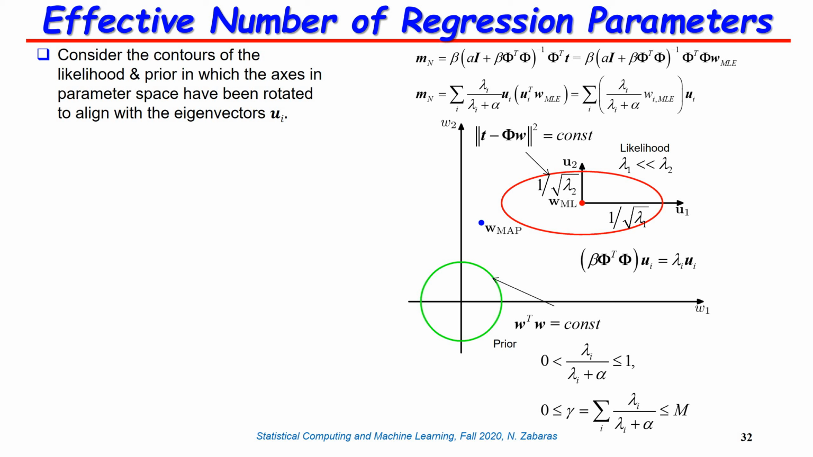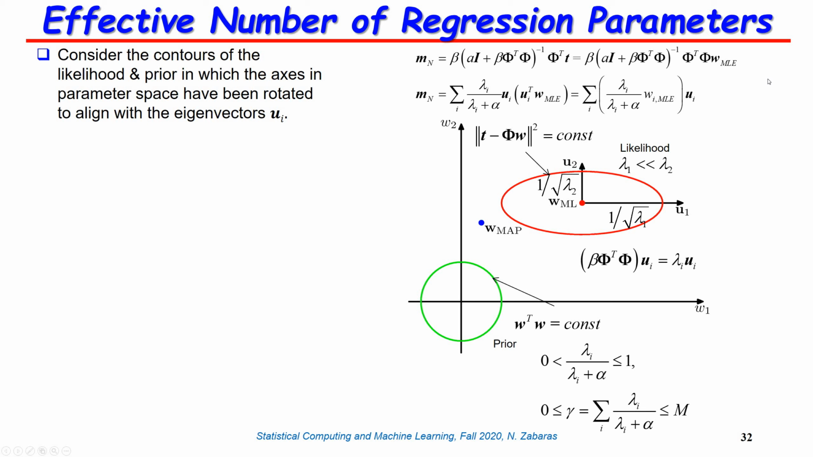So what you see here is one contour of the likelihood. These contours are aligned with the axes u1 and u2. This is my parameter w1 and w2, and these axes are in the directions of u1 and u2. Now notice this is my MLE estimate, and this is my prior, which has a prior mean equal to 0. So I take my general expression for the posterior mean given on the top, and I express it in terms of the MLE estimate. There is nothing fancy here.